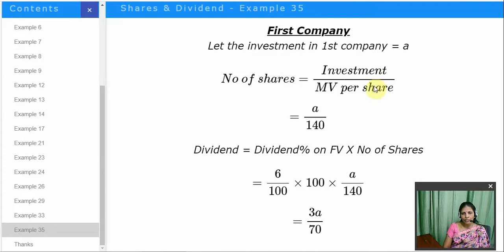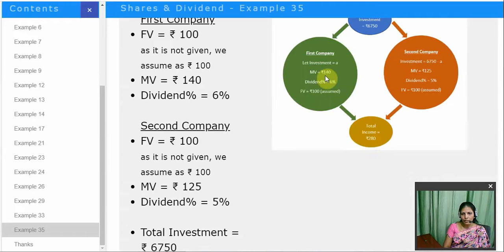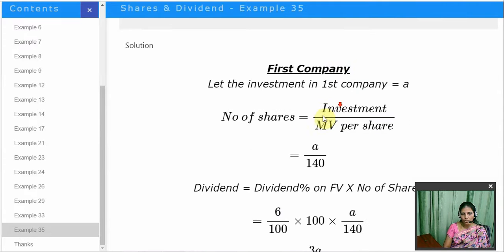How much he invested in the first company? Investment is A. So A by market value per share is what? First company, what is the market value? Here it is 140. So investment is A, market value per share is 140. So this is the number of shares. So we found the number of shares. Then as we assumed with the variable, the number of shares also will be along with the variable.